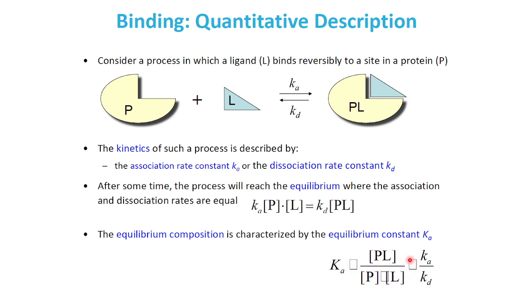So you have capital Ka, which is equal to your protein-ligand complex concentration divided by your protein concentration times your ligand concentration, which is also equal to your Ka by Kd. So the capital Ka, which is your equilibrium constant, equals your association rate constant divided by dissociation rate constant, which equals your complex concentration divided by the individual concentrations of the protein and the ligand.